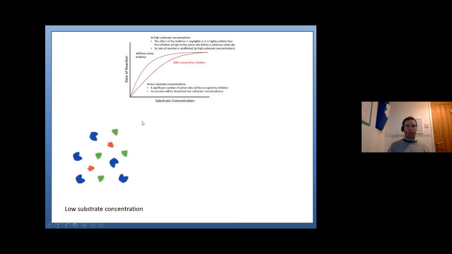So look, here's low substrate concentration. We haven't got much substrate. I've got my substrate in green, my inhibitor in red. We're using the same key as before, but this time I've added an inhibitor, which is in red. It's competitive because it looks like the substrate. Now look what's happening here. At low substrate concentration, the inhibitor has a good chance of getting to the active site, so it's going to slow the rate of reaction down.